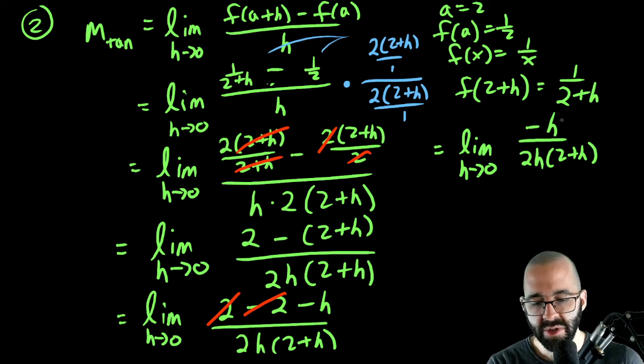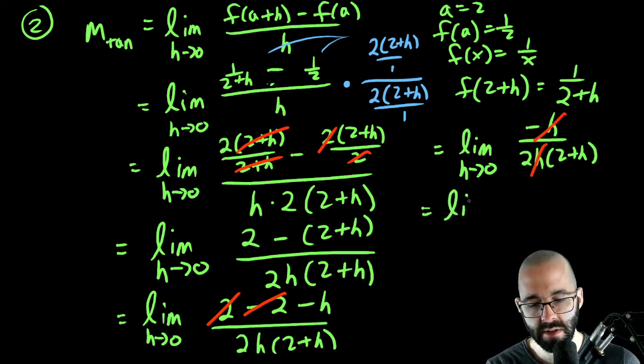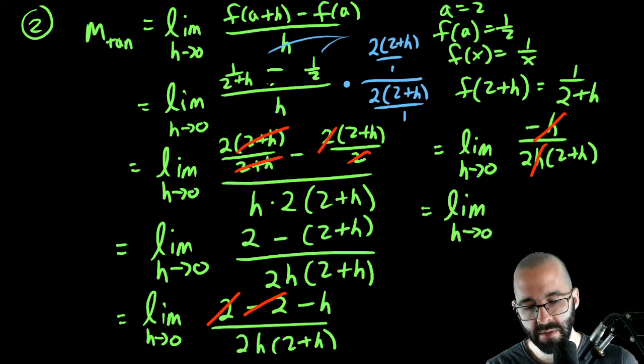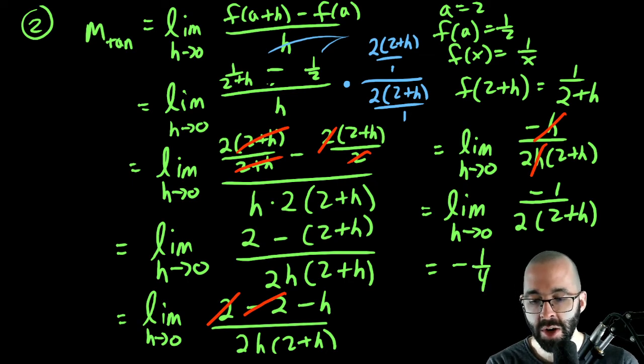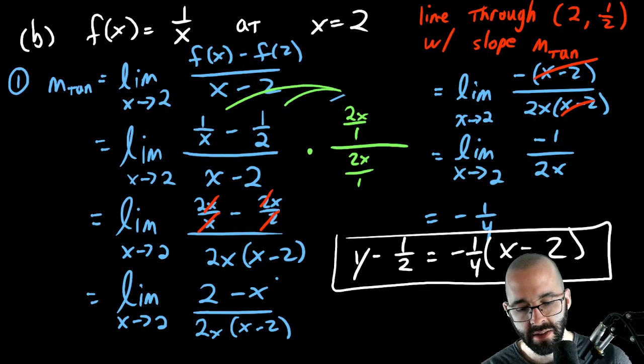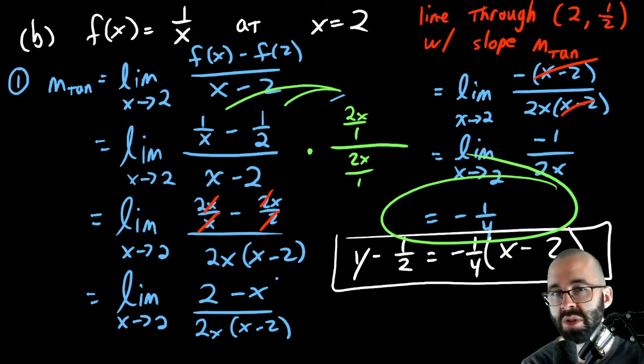And now the top is fully factored. The bottom's fully factored, so we can cancel. The top becomes negative 1. The bottom is 2 times 2 plus h. We can now use direct substitution. Plug in h equals 0. Should get negative 1/4. And I'm hoping that negative 1/4 is what we had using the blue formula as well.